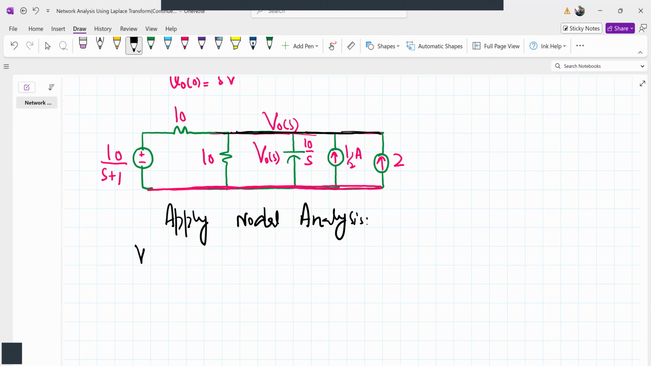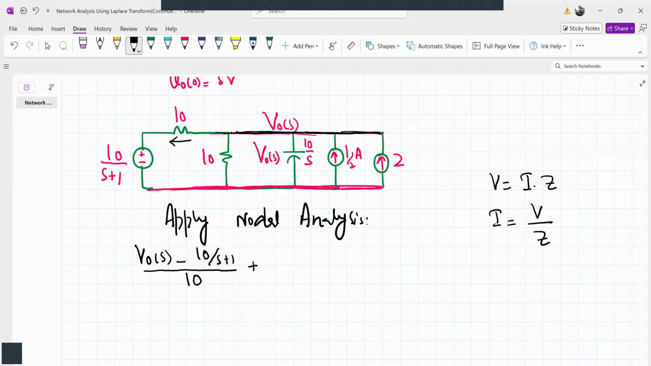So the current flowing in this 10 ohm will be V naught of S minus 10 divided by S plus 1. This is the voltage on this side. So voltage on the left hand side is 10 divided by S plus 1 and voltage on this side is V naught of S. So we'll write it like this, divided by 10. Voltage divided by impedance is current. We know voltage is equal to current multiplied by impedance, so current will be equal to the voltage drop divided by the impedance. Now on this we have voltage V naught of S minus 10 divided by S plus 1 and impedance is 10. So this is the current.